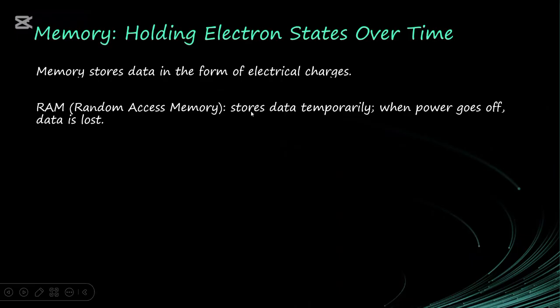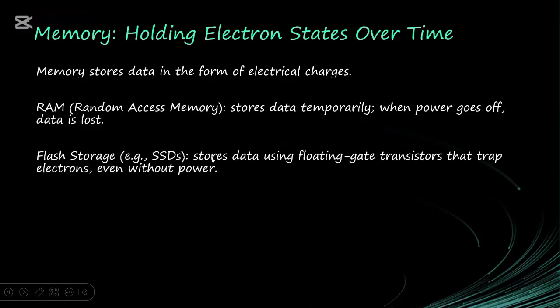Random access memory stores data temporarily. You know this one already. When the power goes off, data is lost. But don't worry, we also have a section on memory. We also have flash drives and SSDs. They store data using floating gate transistors that trap electrons even without power.